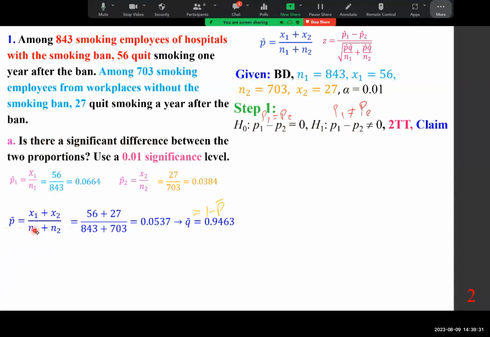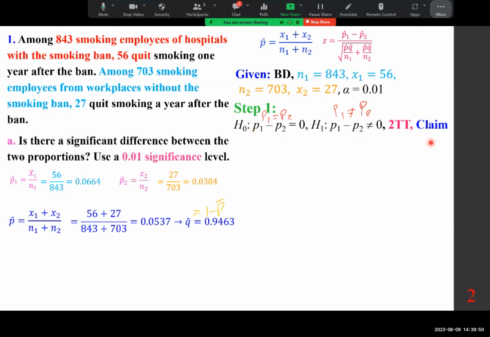So that's the first step. H0, H1. With the H1 goes the inequality, less than, greater than. The tail goes with that. You write the tail, in this case a two-tailed test. The claim goes either with H0 or H1. It's not always with H1.